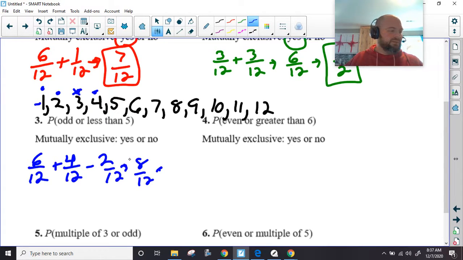I should be able to do this in my head, but I'm not. Head's hurting. Medicine has not kicked in yet. All right.